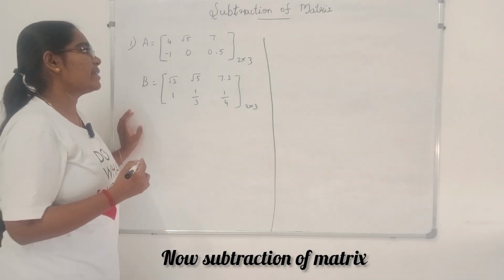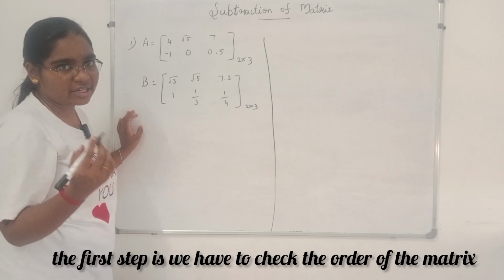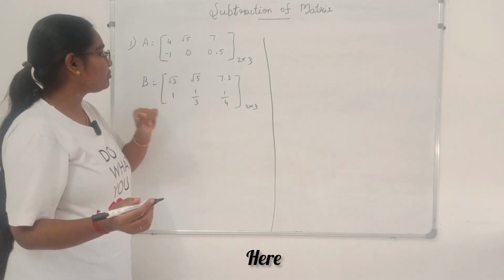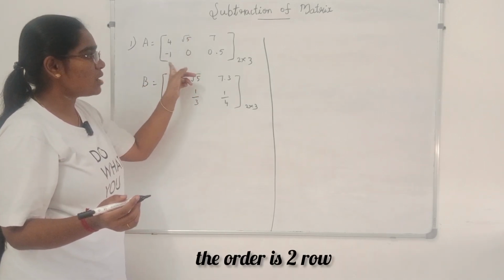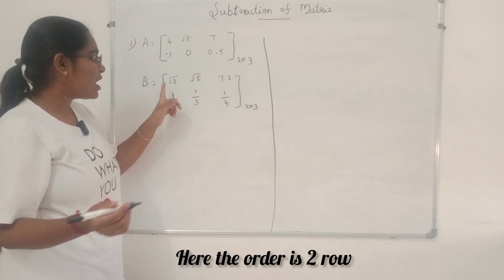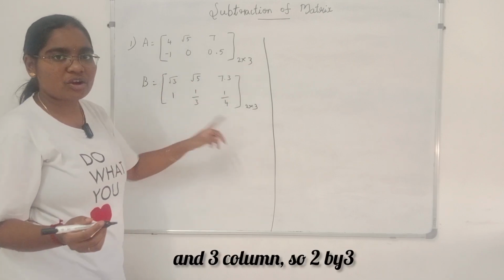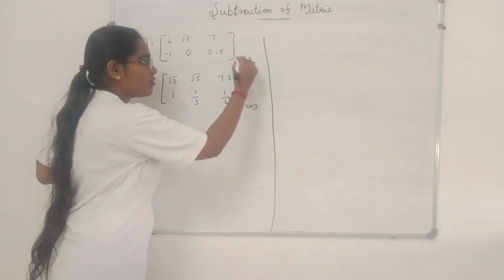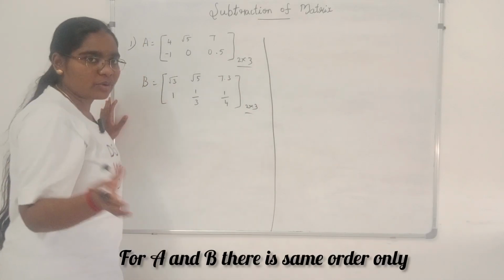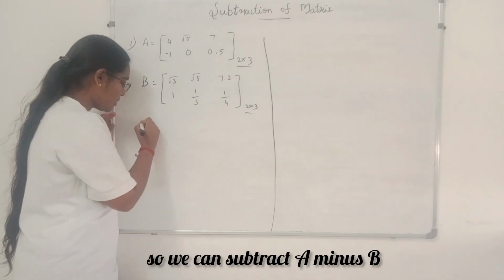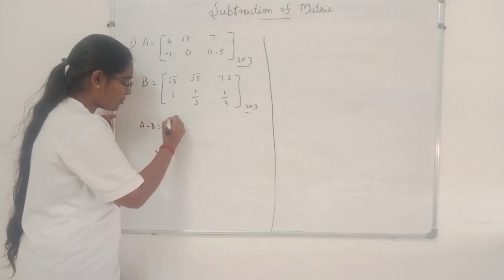Now, subtraction of matrix. The first step is we have to check the order of the matrix. Here, the order is 2 rows and 3 columns. So, 2 by 3. Here, the order is 2 rows and 3 columns. So, 2 by 3. For A and B, there is the same order only. So, we can subtract A minus B.